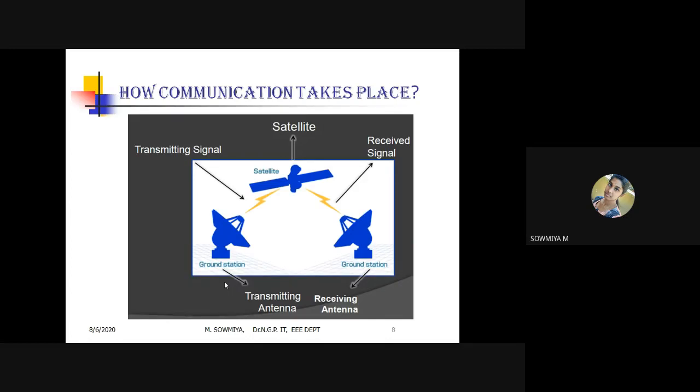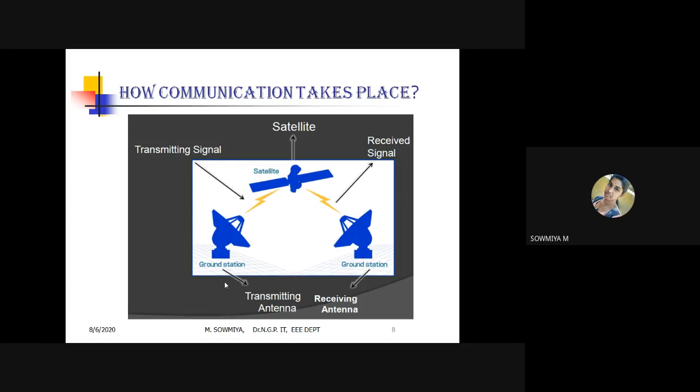In the case of wireless communications, the important media of this communication are the transmitting antenna, receiving antenna, and then the satellite. In wireless communications, the satellite plays a vital role like cables in wired communications. The process is that the signal from the transmitting side is received by the satellite and transmitted to the receiving antenna, where the signals are captured. Likewise, as I told you, the satellite plays a vital role like cables in wired communications.